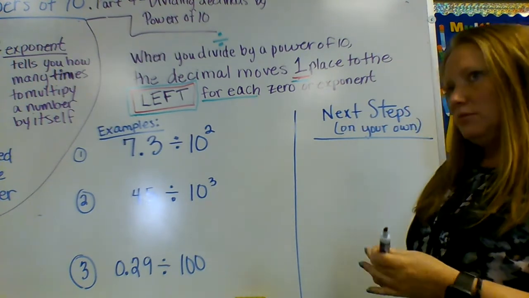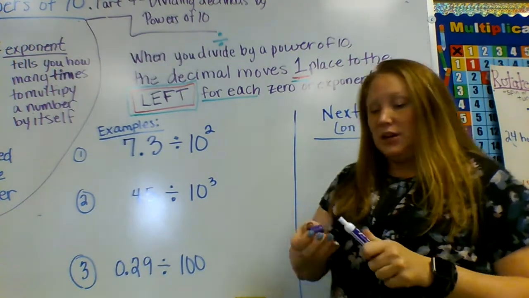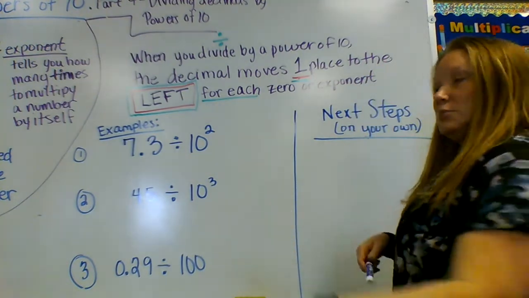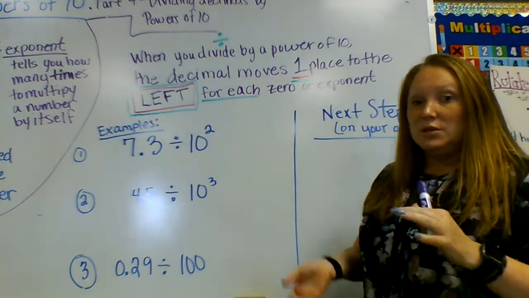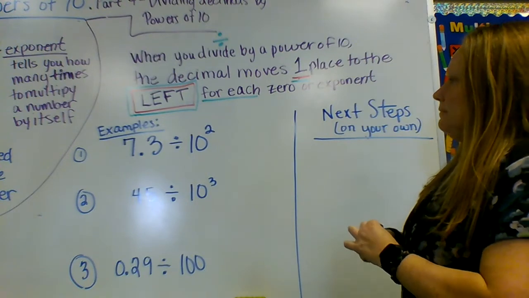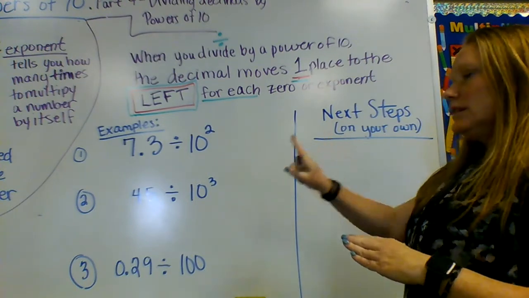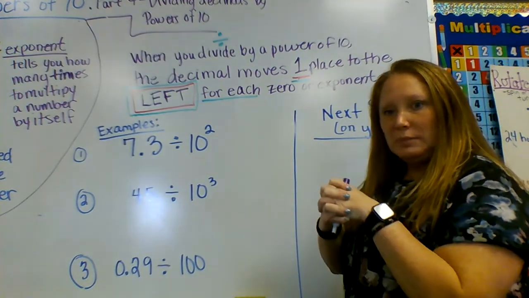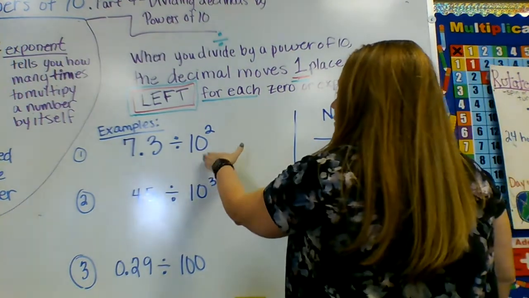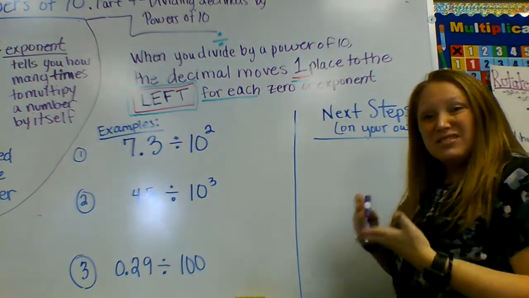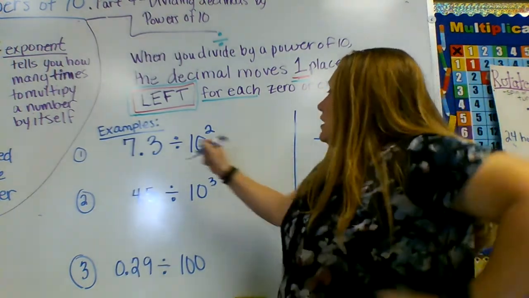Now, the other day when you did Miss Gray's video, you multiplied and you moved the decimal to the right. Well, today we're going to be dividing by powers of 10. So instead of moving the decimal to the right, when you divide something, you break them down into smaller pieces. So since we are dividing by powers of 10, here's our example.